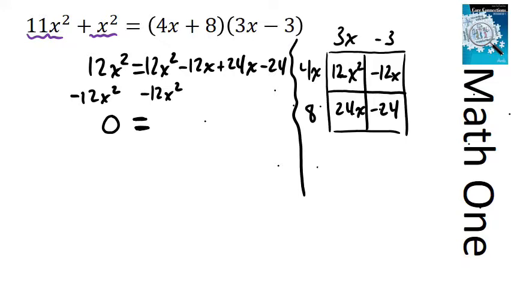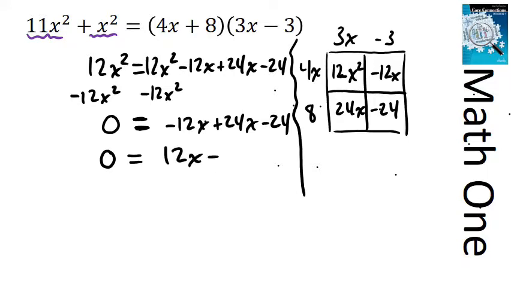On the right-hand side now I have negative 12x plus 24x and minus 24. So on that right-hand side I can combine the negative 12x and the positive 24x. That would give me that 0 equals a positive 12x minus 24. And what I could do now is go ahead and add 24 to both sides of this equation, giving me that 24 equals 12x.